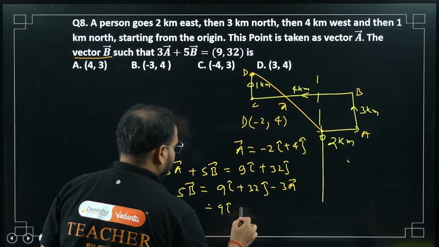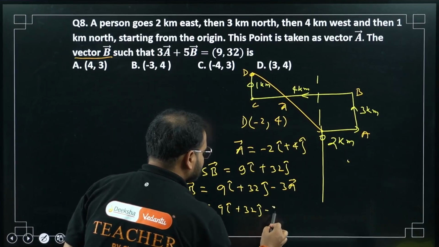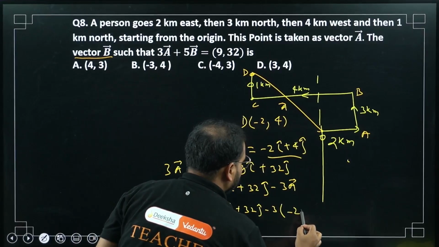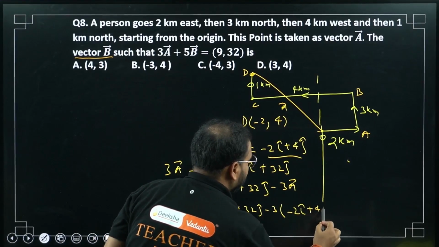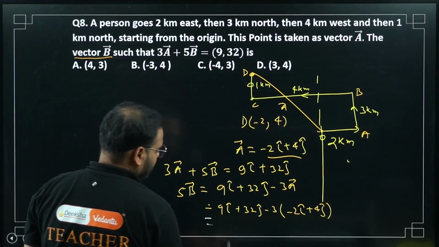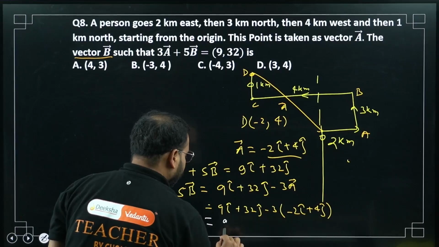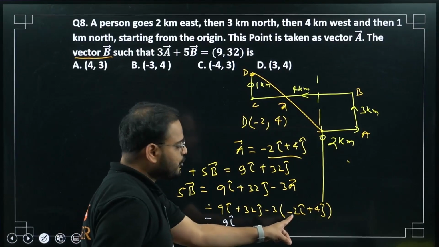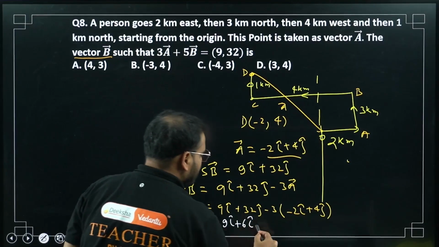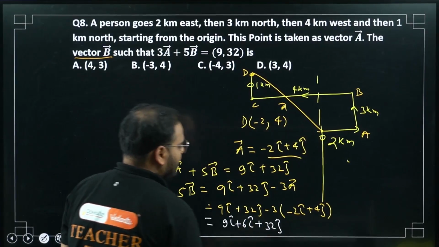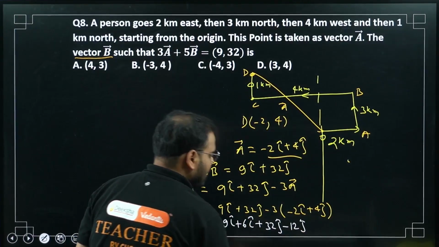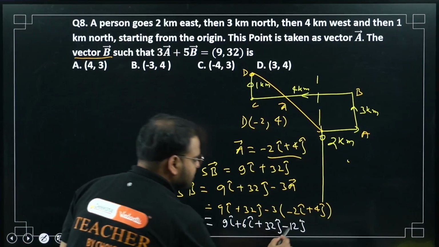So 9i cap plus 32j cap minus 3 times a. What is a? a is written over here: -2i cap plus 4j cap. Have a look. I'll write this 9i cap over here, and -3 into -2 is +6 i cap again. Next is 32j cap. -3 into +4, so -12j cap again.